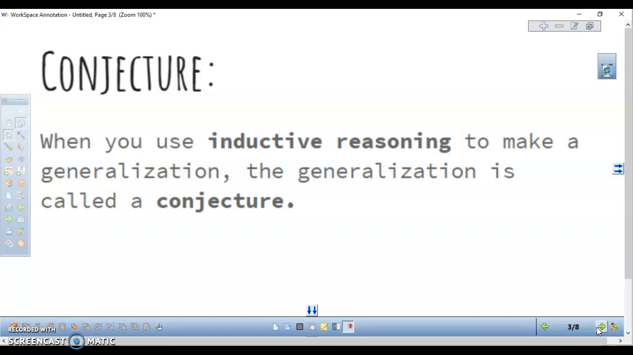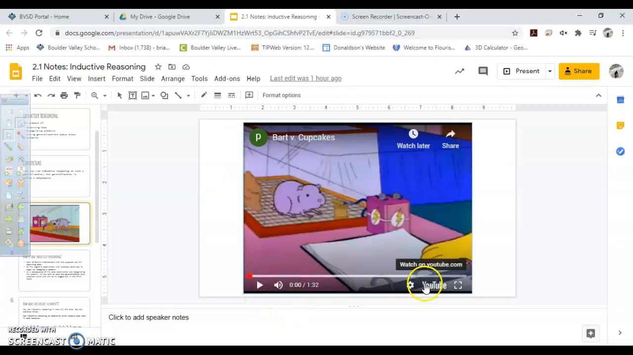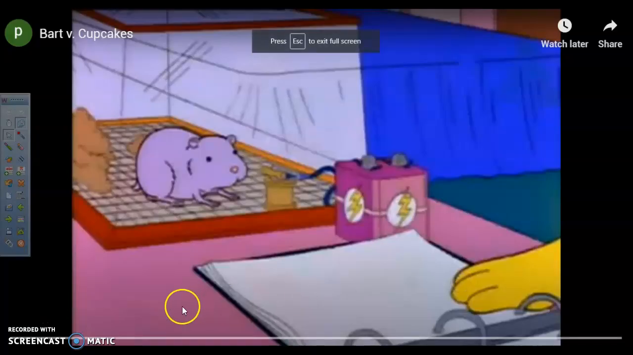All right, let's watch a little video clip of inductive reasoning in action here. This is from The Simpsons. You guys might be Simpson fans.